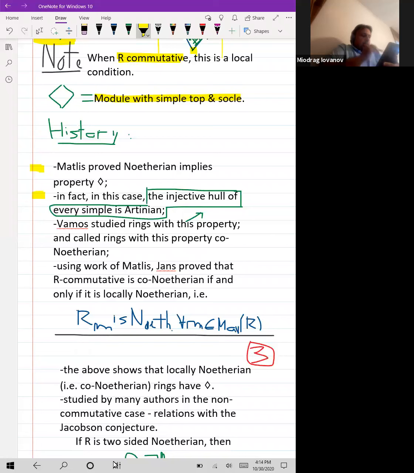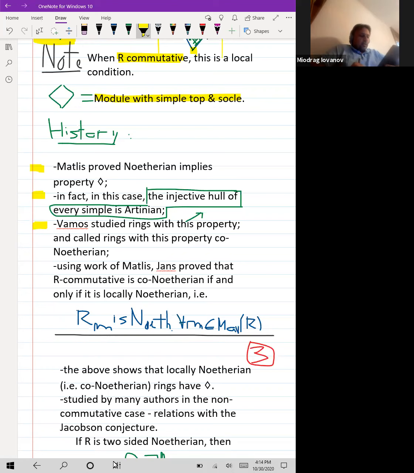In this case, not only is the injective hull locally finite, but in fact this injective hull is Artinian as a module. So it's not just locally finite, or locally Artinian if you'd like, but it's actually Artinian per se. And then Vamos studied rings which have this property, the property highlighted in green here. Let's say a ring is commutative. When does it have the property that the injective hull of every simple is Artinian?